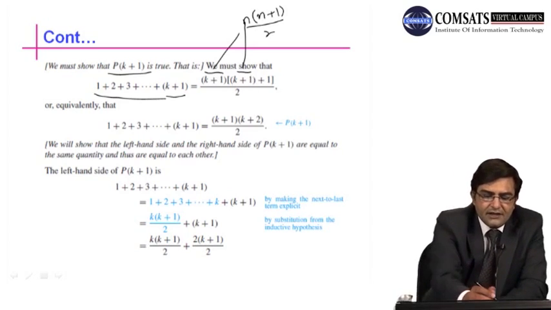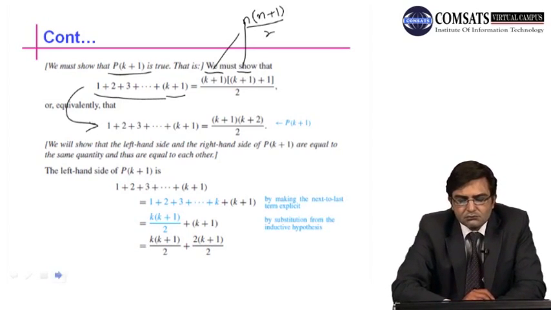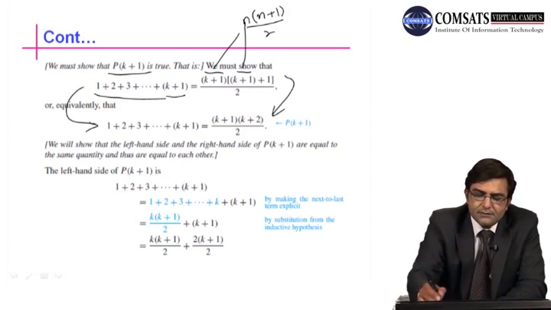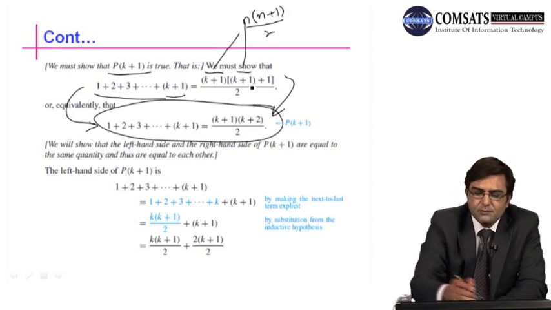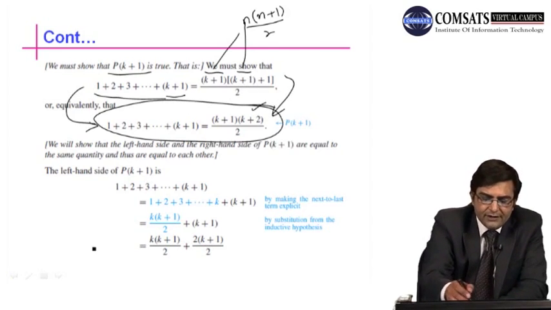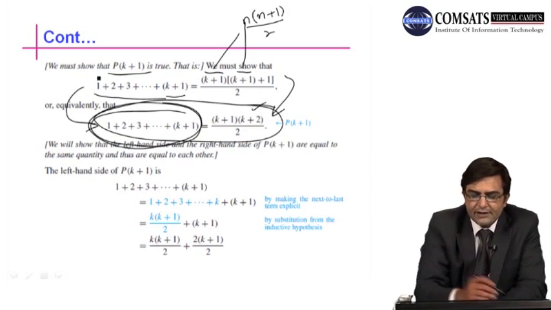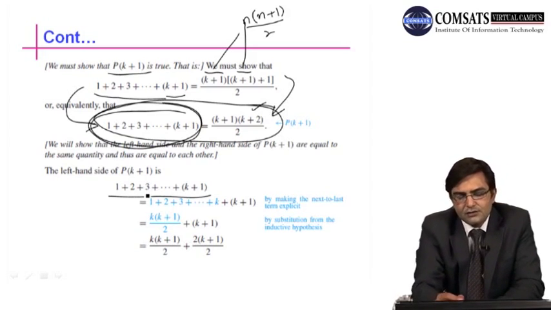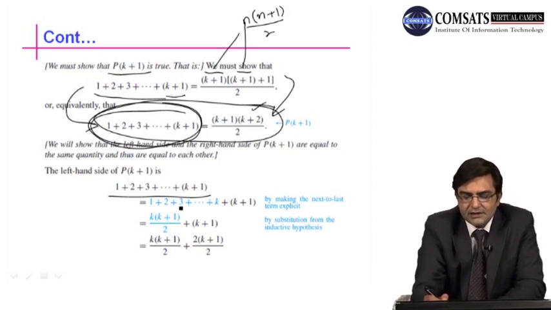So we consider the left hand side here, or we have to prove this. We have simplified it. Here k plus 1 plus 1 is k plus 2. We consider the left hand side of this expression. Now 1 plus 2 plus 3 and so on until k plus 1. This is basically 1 plus 2 plus 3 plus so on plus k plus 1.